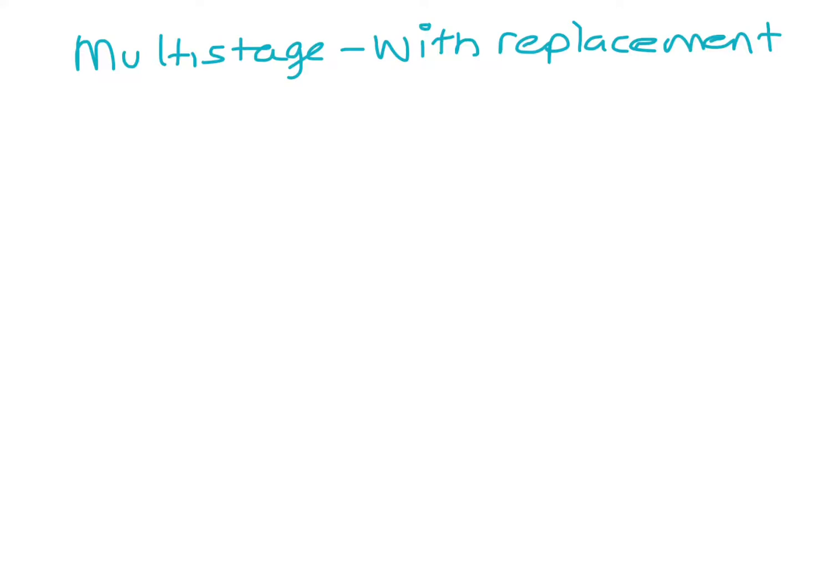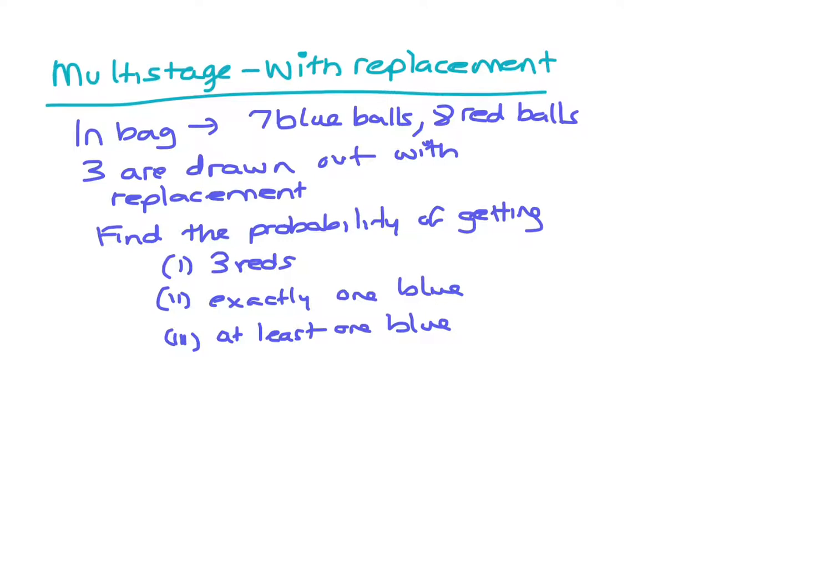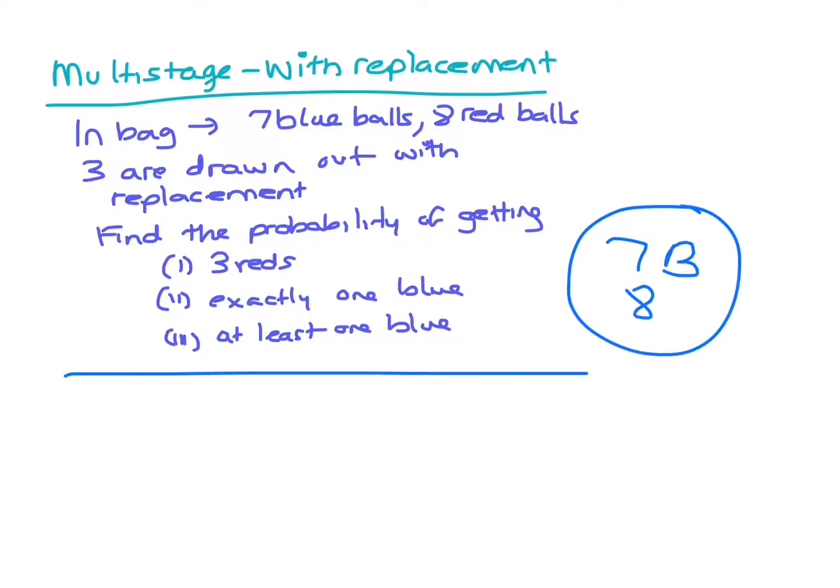Okay, so we're just going to look at a multi-stage event with replacement. It's going to look at finding the probability when it's with replacement. So you have a bag, there's 7 blue and 8 red balls.